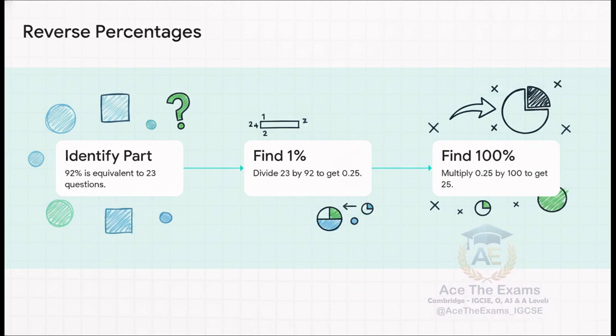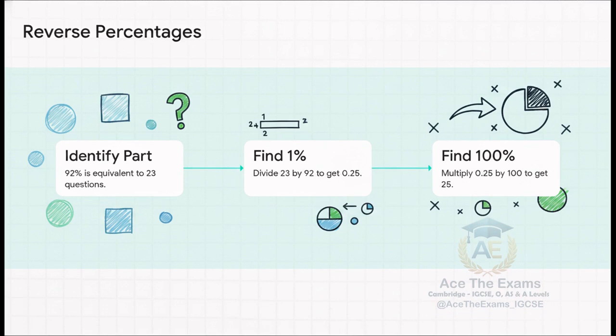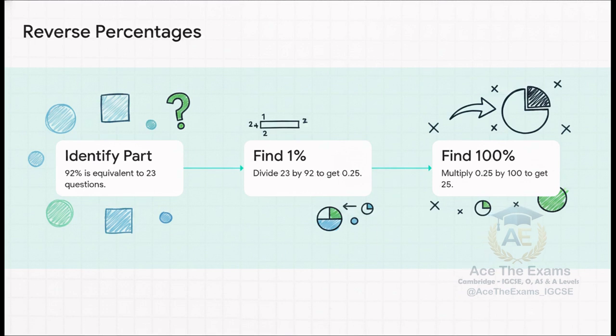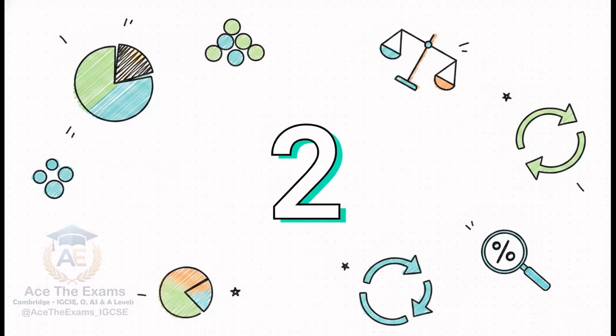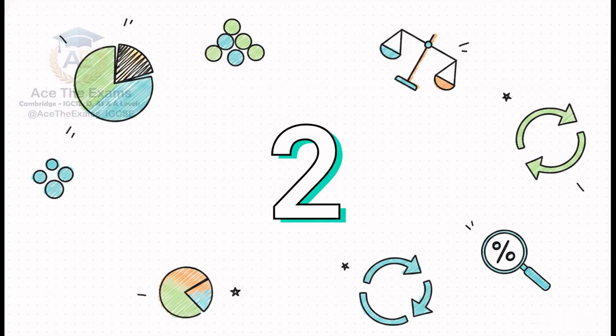Step 2. Find out what just 1% is. We do that by dividing the 23 questions by 92, which gives us 0.25. And finally, Step 3. Find the full 100% by multiplying that 1% value by 100. So, 0.25 times 100 gives us 25. Following those exact steps, we find the test had a grand total of 25 questions. And since we already know Ahmed answered 23 of them correctly, simple subtraction gives us our final answer. 25 minus 23 means Ahmed got exactly 2 questions wrong.